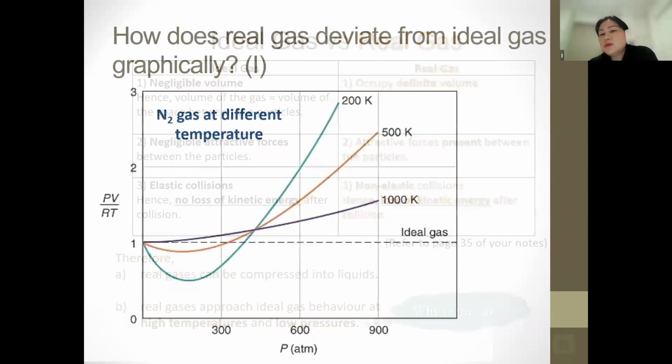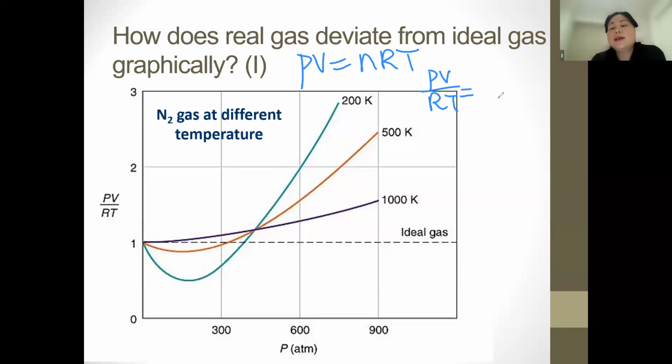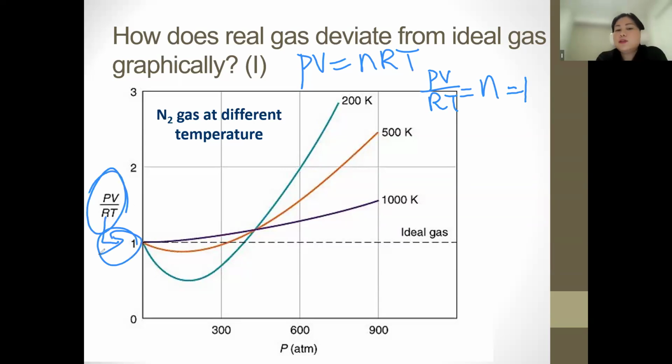Okay, so if you look at this graph, how do we interpret this graph? Remember the formula PV equals nRT. If we let n equal 1, then PV over RT equals n, which equals 1. So we look at here, that's our PV over RT, and that's 1. So this is 1 mole of gas.